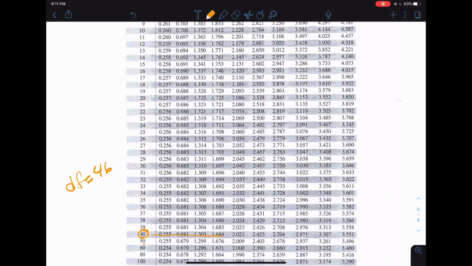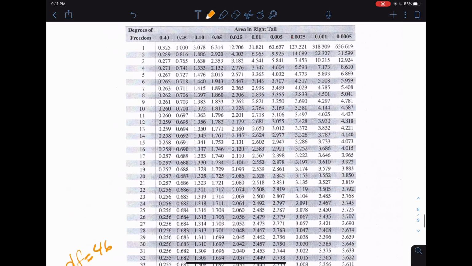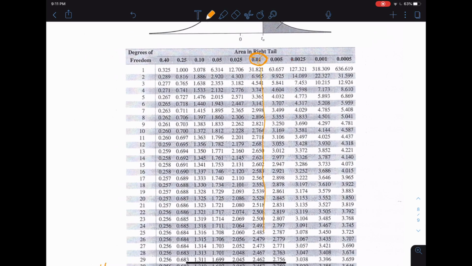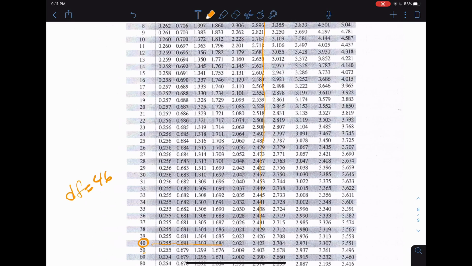Our degrees of freedom, here we are at 40. And I forgot, area to the right is 0.01. Area to the right is 0.01 right here. There we go, 0.01. So then I go all the way down here and look where that intersection point is. And I get a t-value of 2.423.